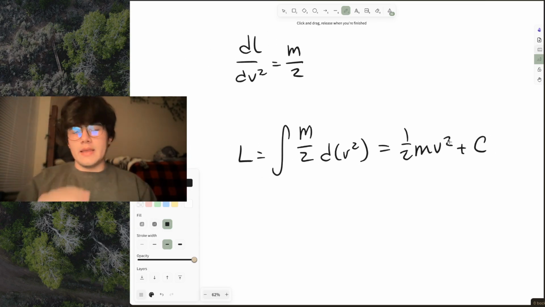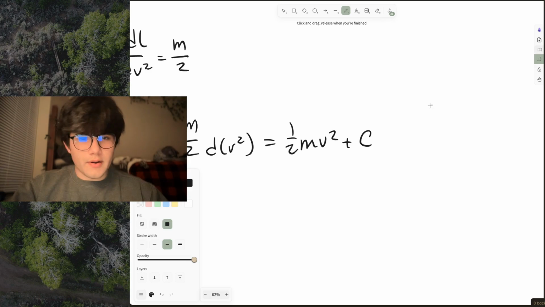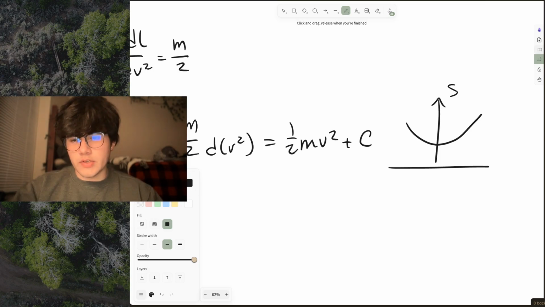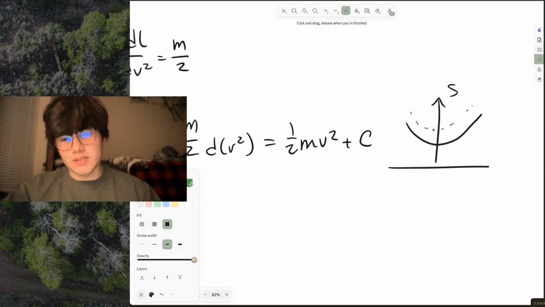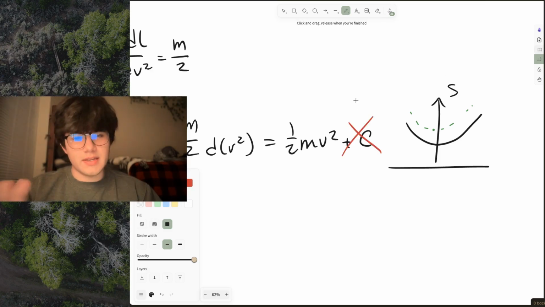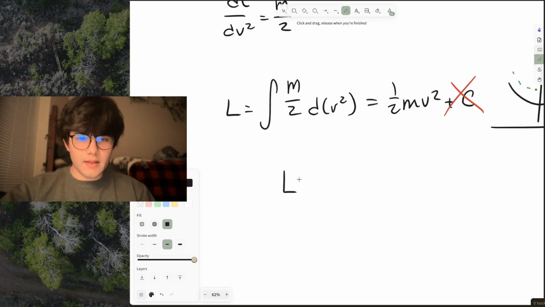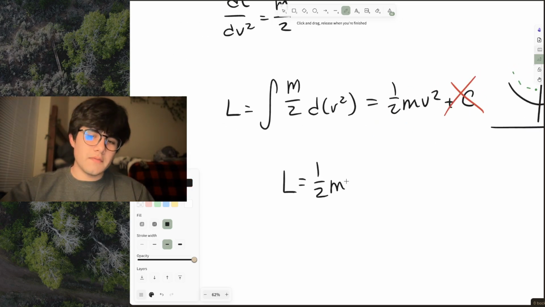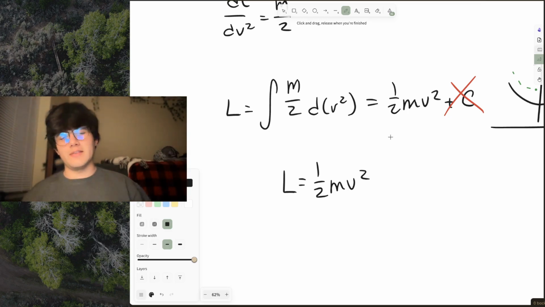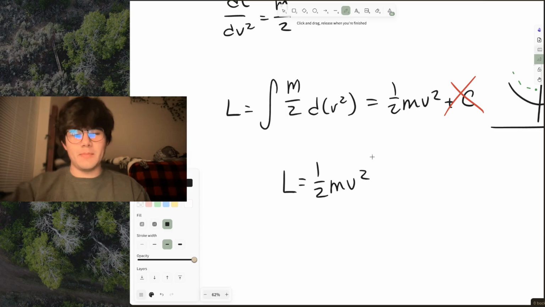And remember, if we have our Lagrangian here with the principle of least action, and we have some well like this, and then we shift the well upwards by some constant, the equations of motion don't change. So we can totally just ignore this constant here. It has no physical meaning. So we can really say that our Lagrangian L is equal to 1/2 mv squared. And this might look familiar. This is like what we call kinetic energy, right? And we'll see in a bit why this is kinetic energy.